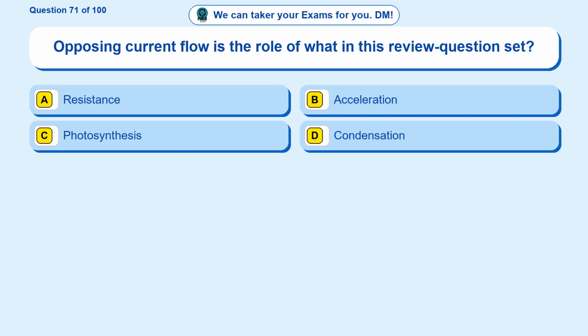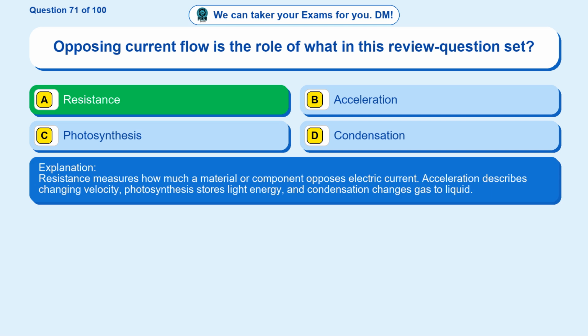Question 71. Opposing current flow is the role of what in this review question set? Option A, resistance. Option B, acceleration. Option C, photosynthesis. Option D, condensation. The correct answer is option A. Resistance. Resistance measures how much a material or component opposes electric current. Acceleration describes changing velocity, photosynthesis stores light energy, and condensation changes gas to liquid.